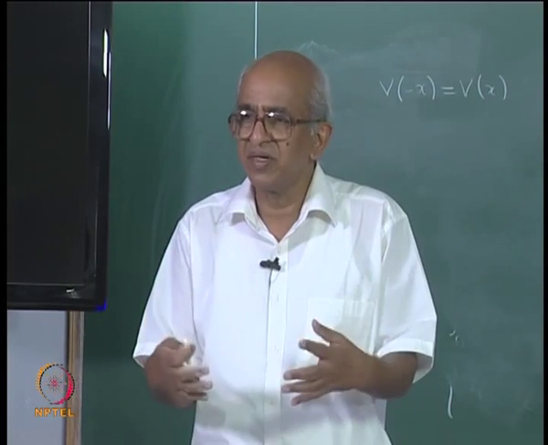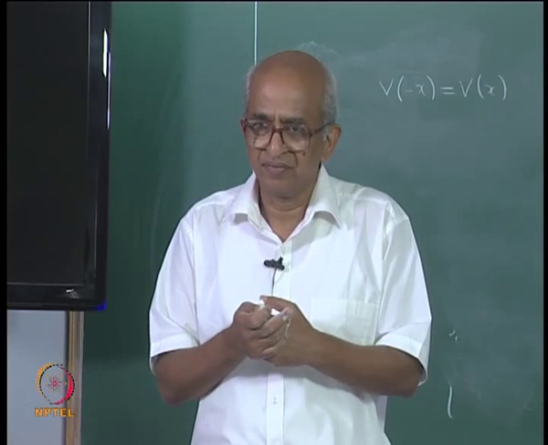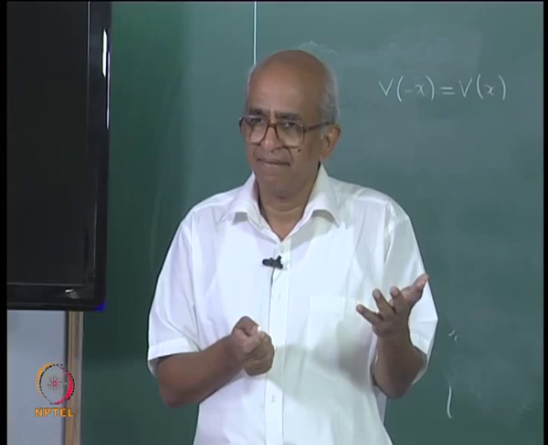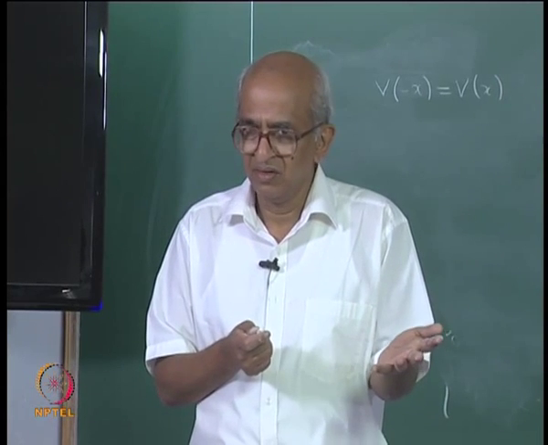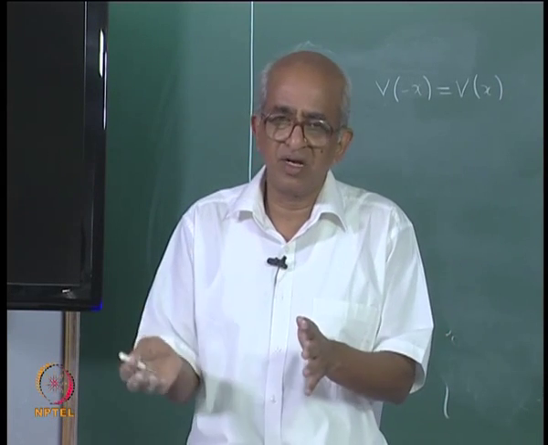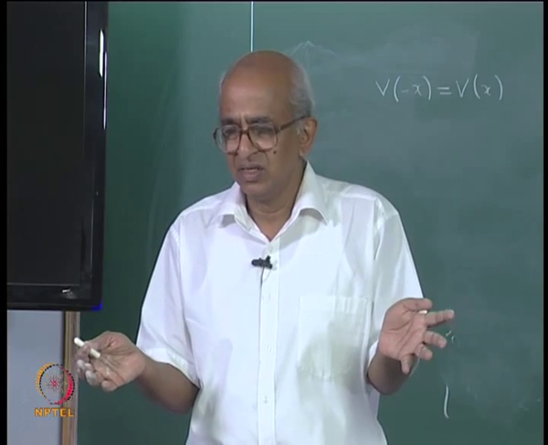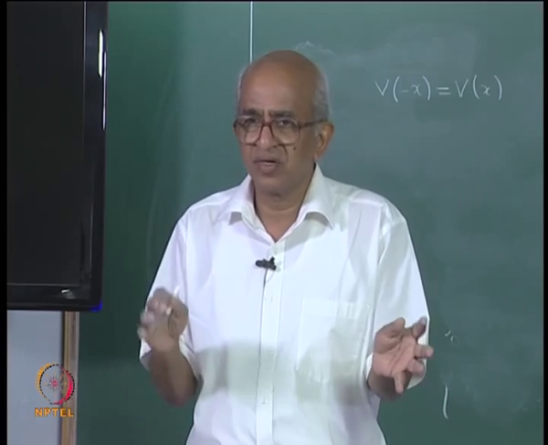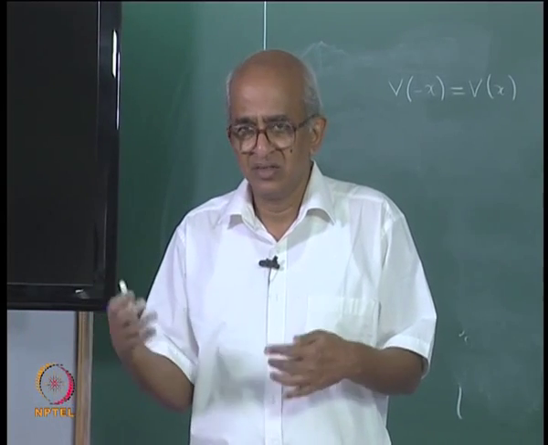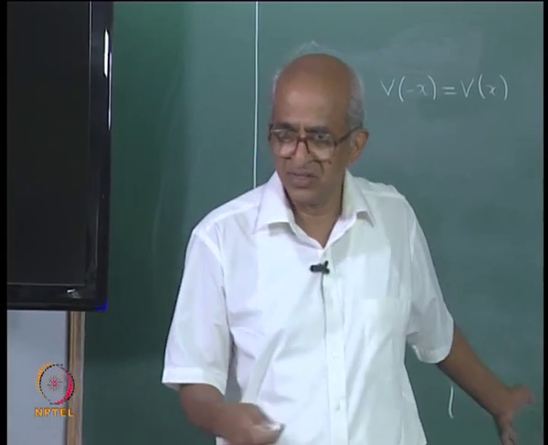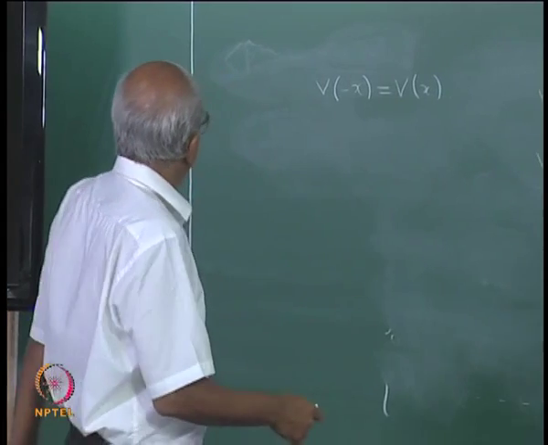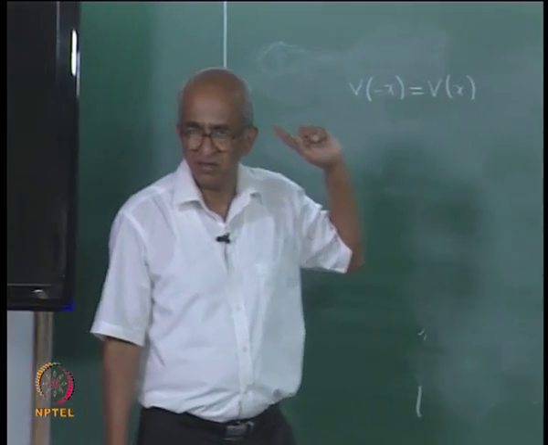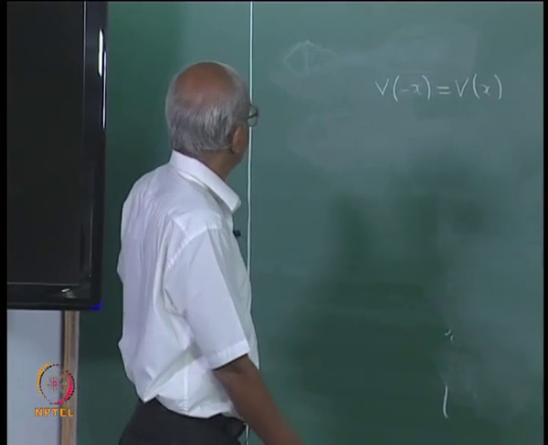Then what will happen is that your wave function can be either symmetric, which means that when you change the value of x it does not change, or it can be antisymmetric, which means that when you change the value of x its sign changes. This is a general result which I will prove. So, v of minus x is actually equal to v of x, which assumes that the potential is symmetric.